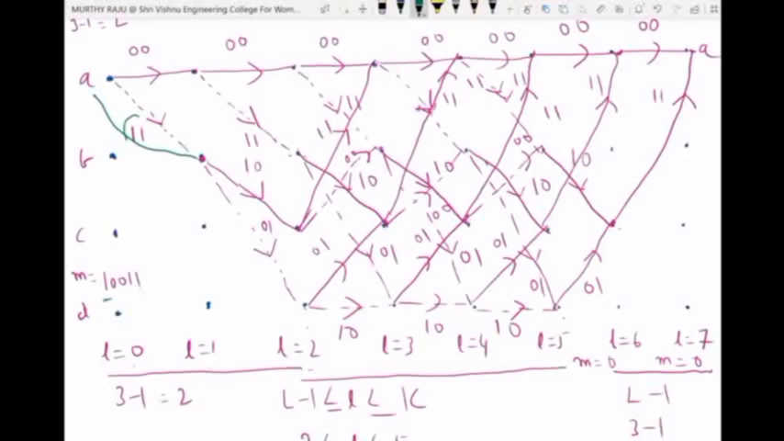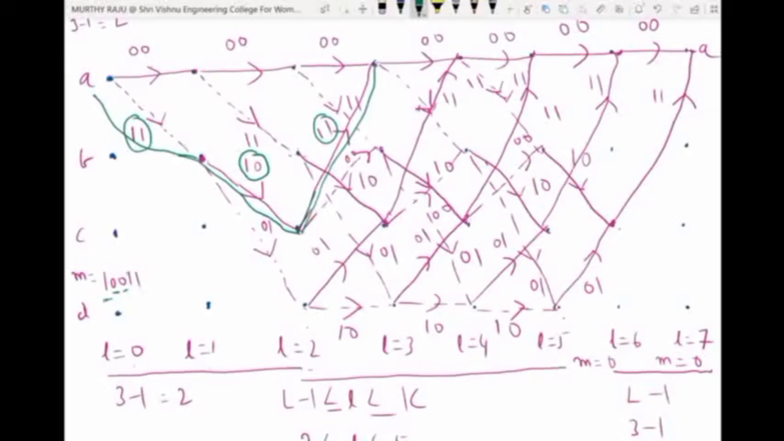The output is 1 1. Next, M is equal to 0. From this B state, M is equal to 0 means solid line to this point. Output is 1 0. Here in state C, next input bit is 0, which means solid line, with output 1 1.